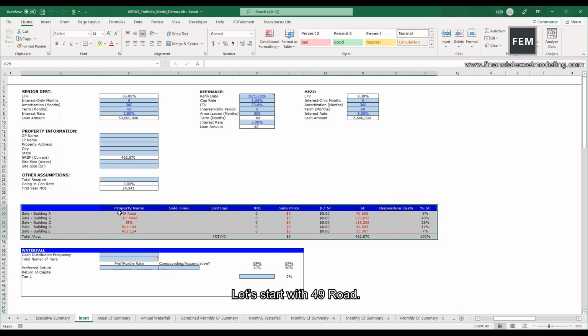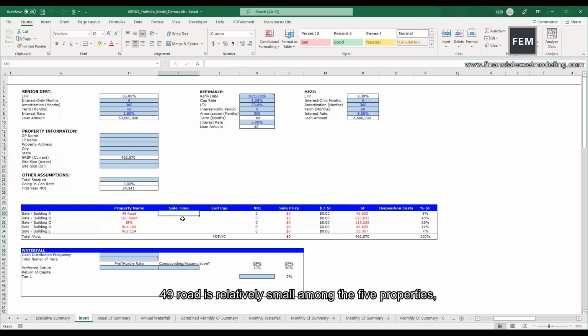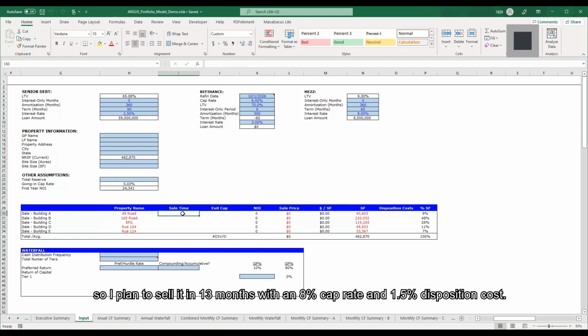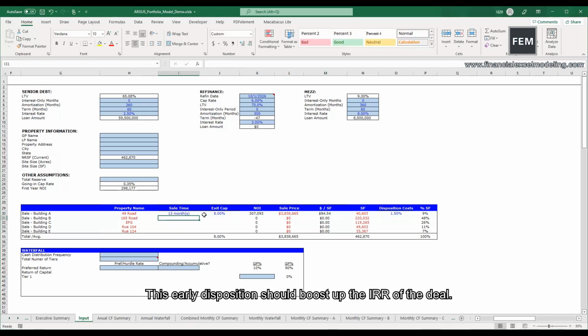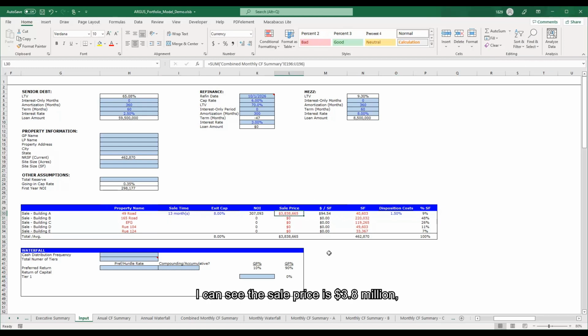Let's start with 49 Road. 49 Road is relatively small among the 5 properties, so I plan to sell it in 13 months with an 8% cap rate and a 1.5% disposition cost. This early disposition should boost up the IRR of the deal. I can see the sale price is $3.8 million.